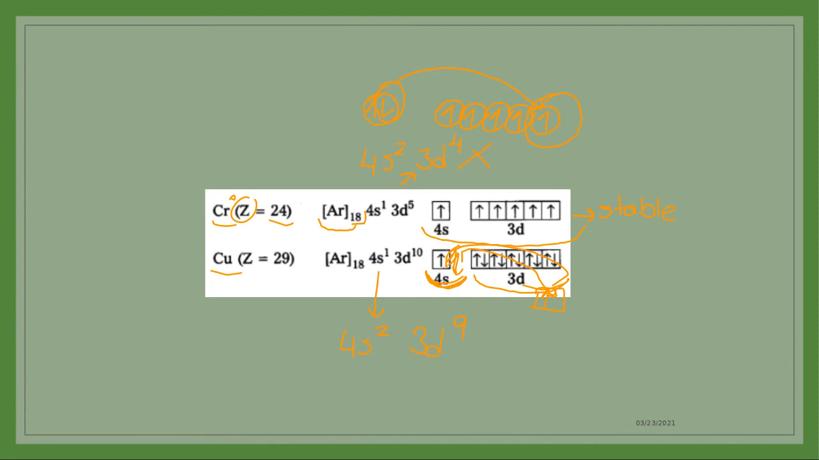Is that clear? You have to know that the chromium and copper electronic configurations will be like this, not like that. Okay, that is wrong, but these are true, because this is the right arrangement because of the spherical symmetry. Okay, is that clear? I think it's clear.